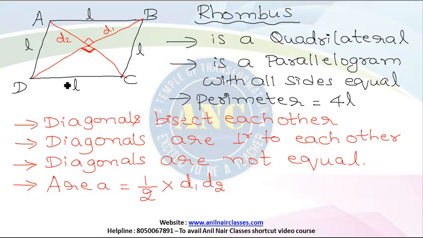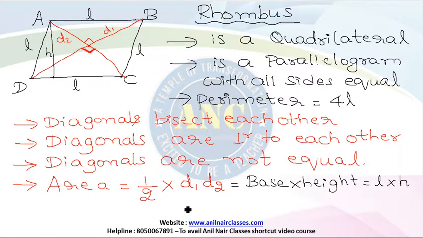Now I can also say, for example, if I drop a perpendicular like this and call it height, the area is also nothing but base into height. In this particular diagram the base is L and the height is H. So the area of a rhombus is also equal to L into H.